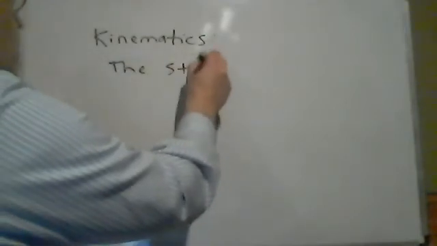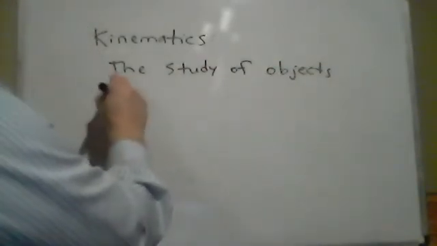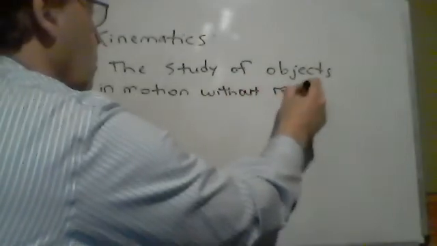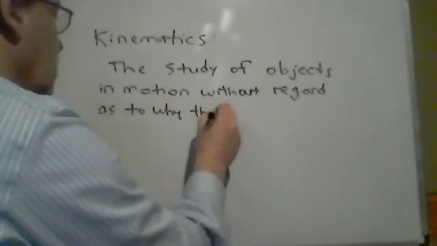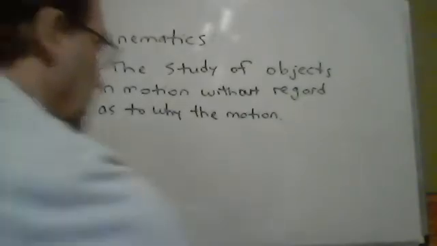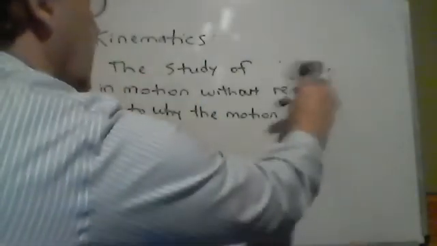All right, so kinematics is the study of objects in motion without regard as to why the motion. There's no question, there was no understood reason as to why objects would move the way they do. They just do. Now Galileo, I'm sure, was curious as to why bodies moved. Or I guess I should be more specific, say bodies.